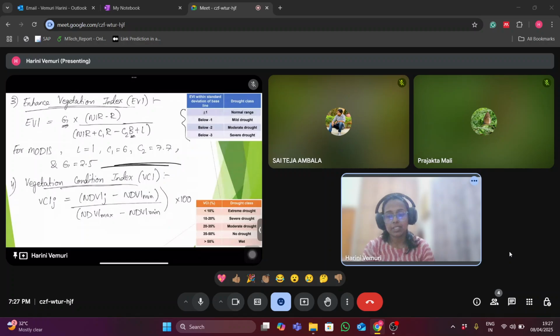The main disadvantage is that it is limited by the number of bands used, because if we are using a small number of bands, we cannot differentiate all the vegetation types that are available. That's the main disadvantage of this method. And based on the VCI values, the drought classes are given here. If it is less than 10%, it is extreme drought. If it is greater than 50%, then it is a wet condition, which means no drought.